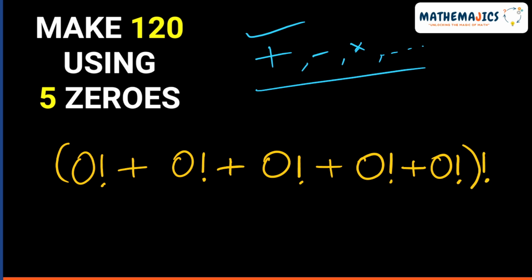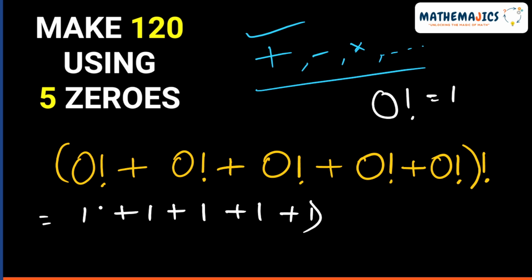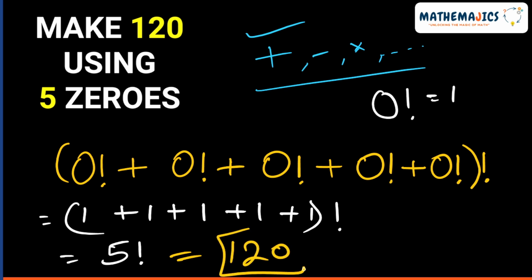Now, I hope you know that 0 factorial is 1, correct? So 0 factorial is 1, this will become 1 plus 1 plus 1 plus 1 plus 1 factorial, which will at the end give us 5 factorial. And I hope you know what is 5 factorial. 5 factorial is 120. Correct.